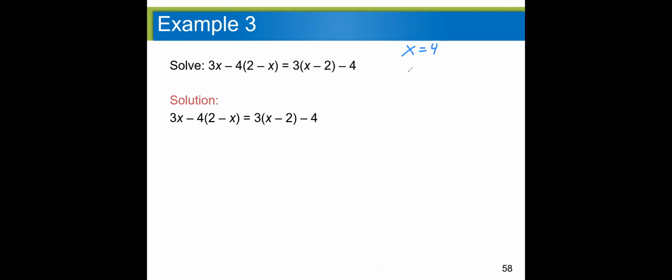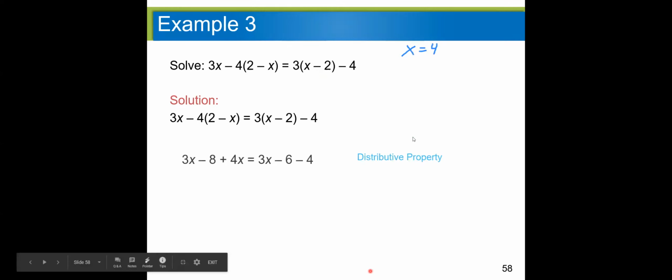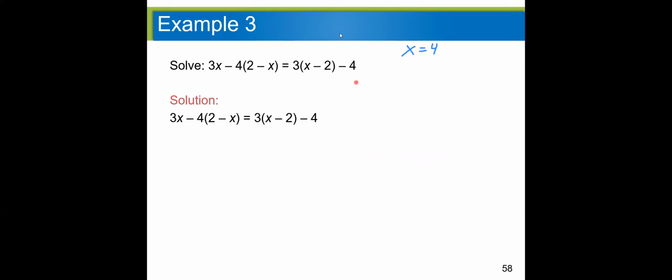I don't know why I put 4 there. Let me move this thing out of the way. Oh, there we go. Oh, what happened? Yeah, whatever. Letter equals number.